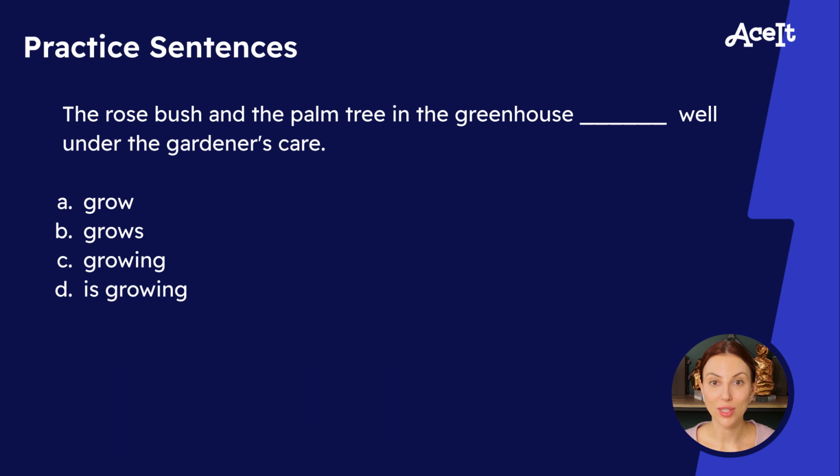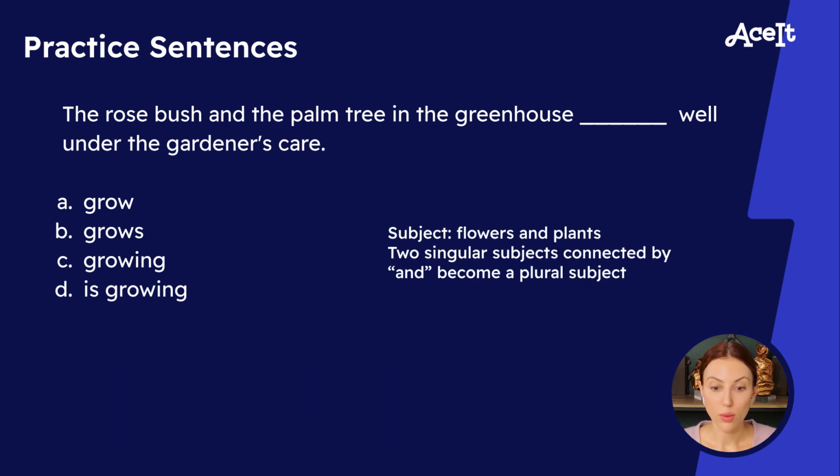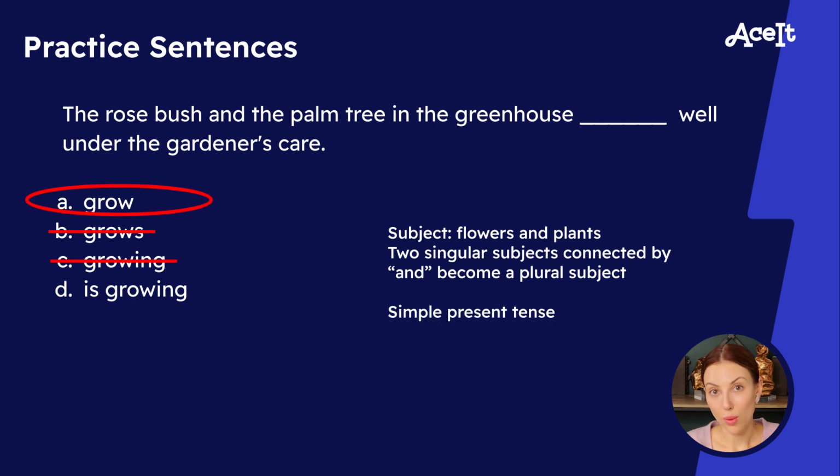Let's take a look at our answer choices. A, grow, plural. So A could be our answer choice. B, grows. Well, we know that s indicates that it's a singular verb. So let's get rid of B. C, growing. Growing actually doesn't fit into this sentence grammatically, so we can just get rid of it right away. Or D, is growing. Again, we know that is growing is a singular verb. That leaves us with only one unambiguous answer, and that's A, grow.